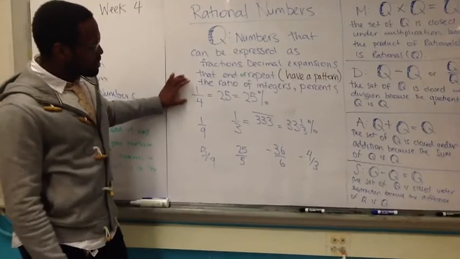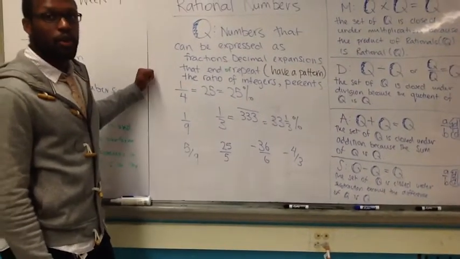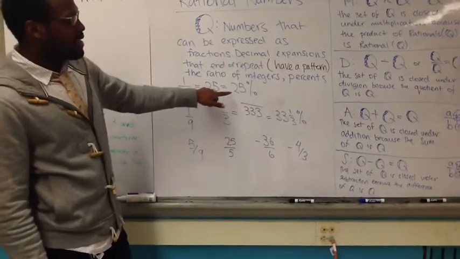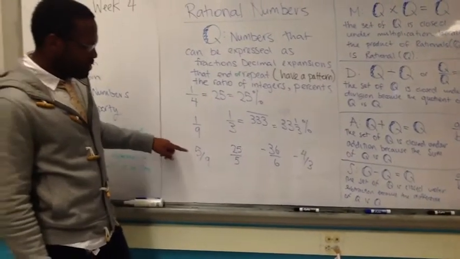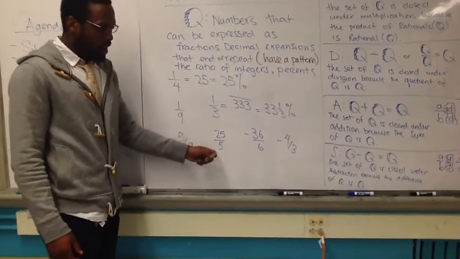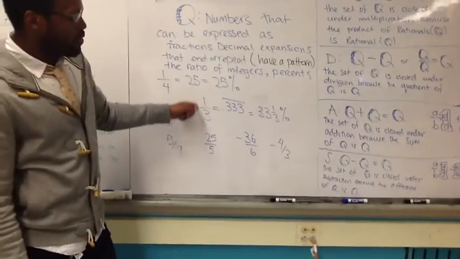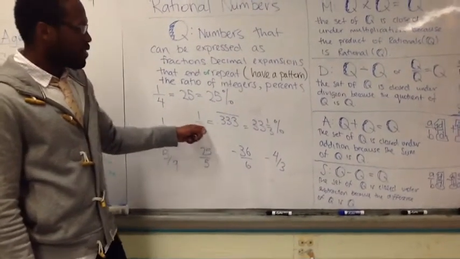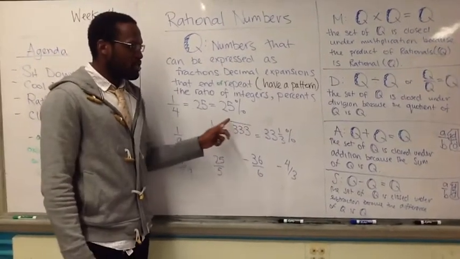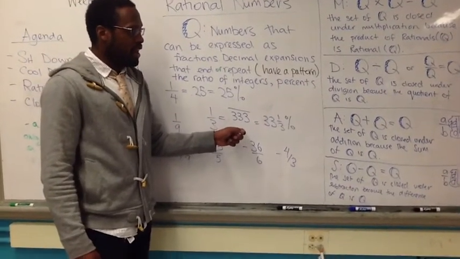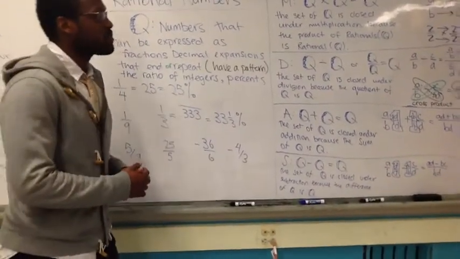So, our first example is the fourth, and we see that 1 over 4 is, some students think of it as $0.25, or 0.25, and that's 25%. We have 1/9, which is rational, 5/9, 25 over 5, negative 36 over 6, negative 4 over 3, and 1 over 3, which is a third, and a third as a decimal expansion is 0.333 repeating. A bar symbolizes that this number continues, and 33 1/3% is how we represent it as a percentage.